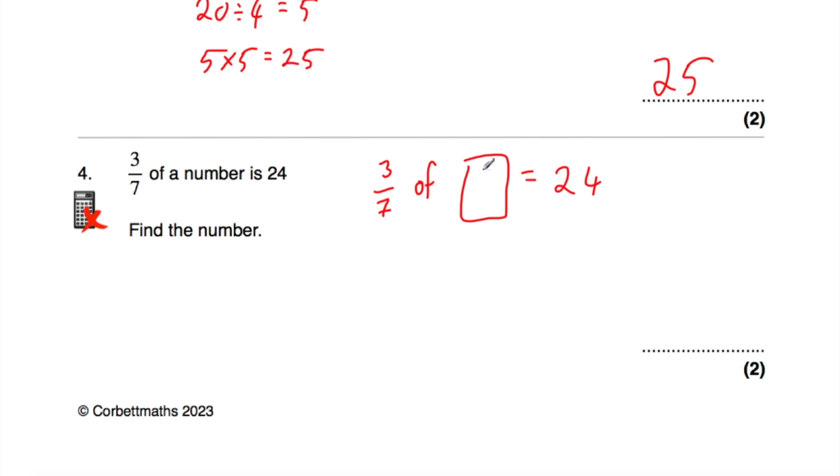So let's work backwards. Let's divide by 3 and times by 7. So 24 divided by 3 is equal to 8. And then if we do 8 times 7, that's equal to 56. So that means that 3/7 of 56 is equal to 24. And let's just check that. 56 divided by 7 is 8, times by 3 is 24. So the number is 56. And that's it. Okay, our next question, question number 5.